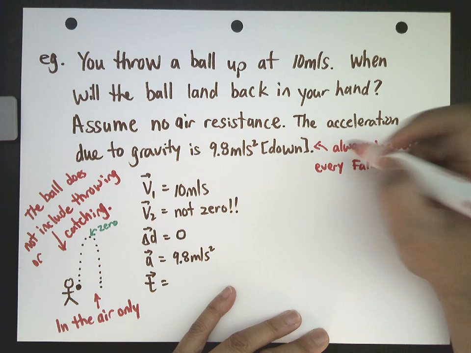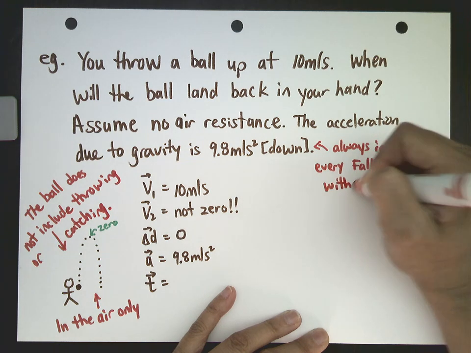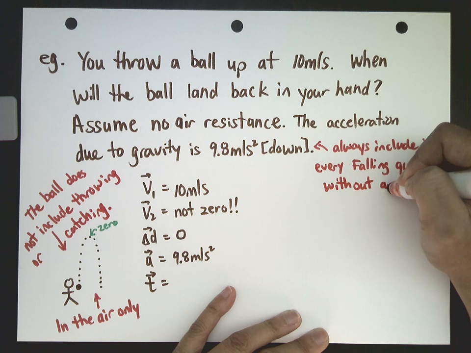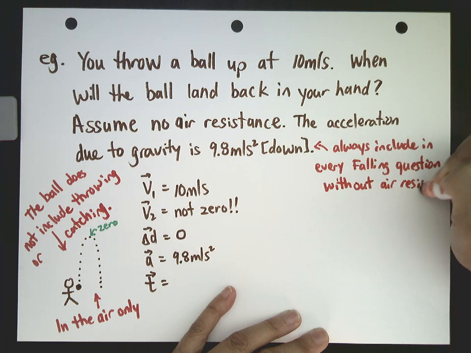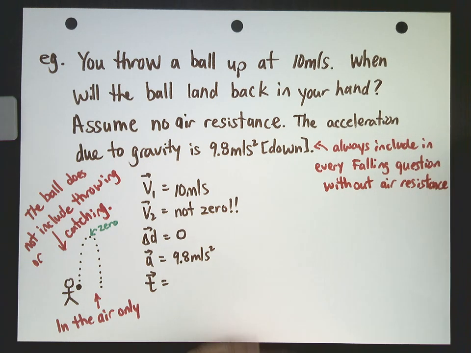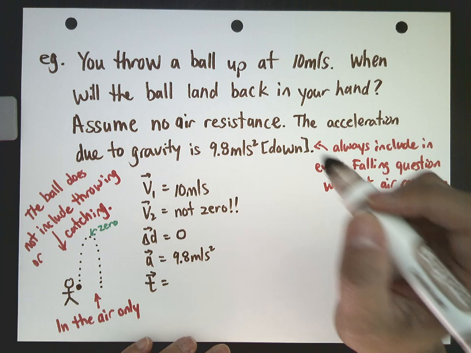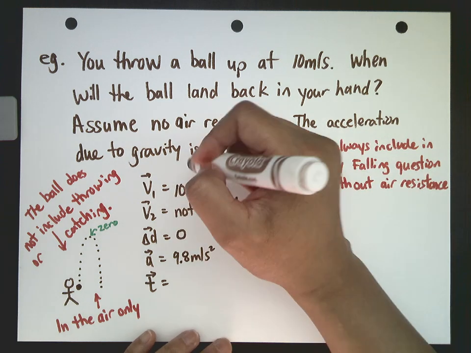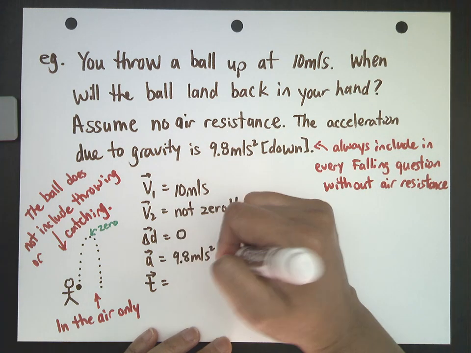However, without air resistance. If there's air resistance, then don't include it, because the ball would fall slower since the air is slowing it down. Okay? All right.